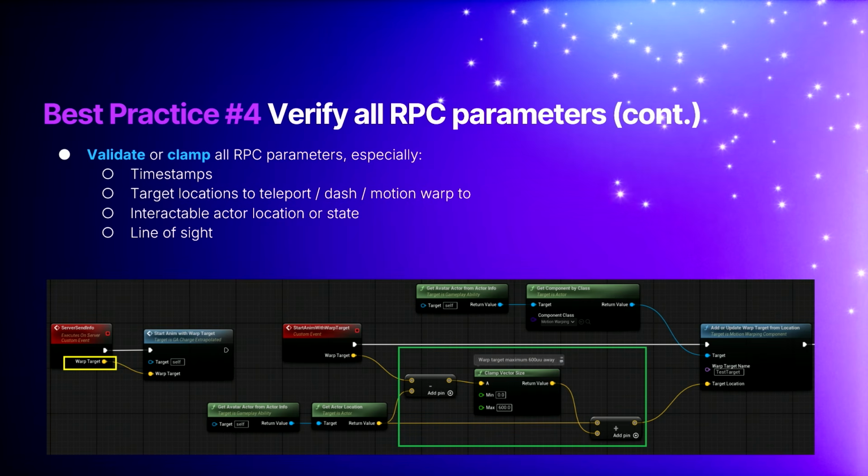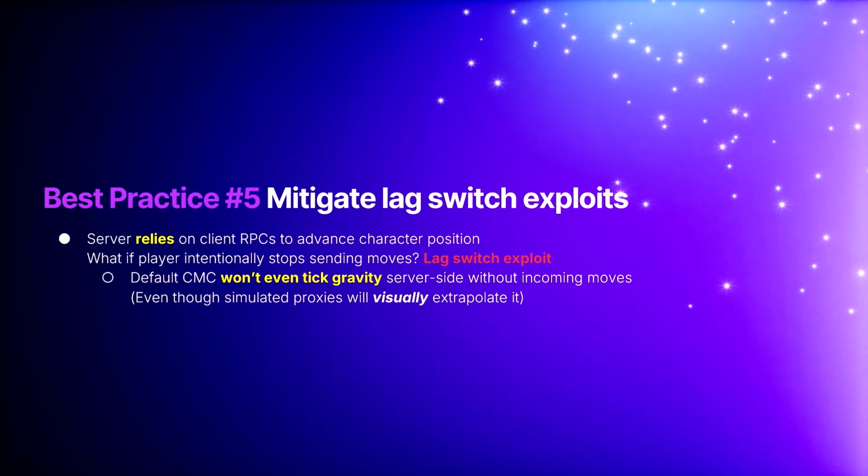So always, always validate, either by accepting or rejecting that request, or by clamping the value. So that, for example, you only motion warp towards a point that's close enough to the player. This is also fun when you want to mitigate lag switch exploits.